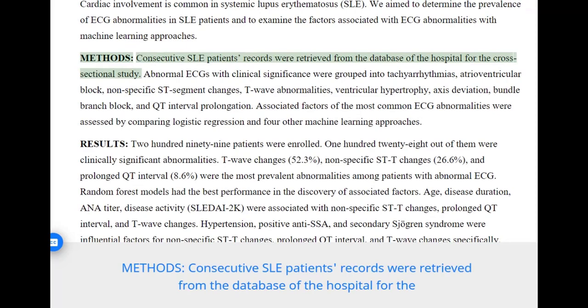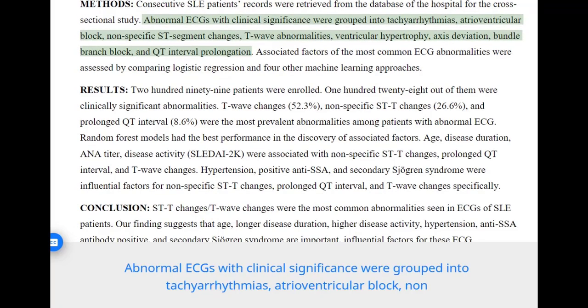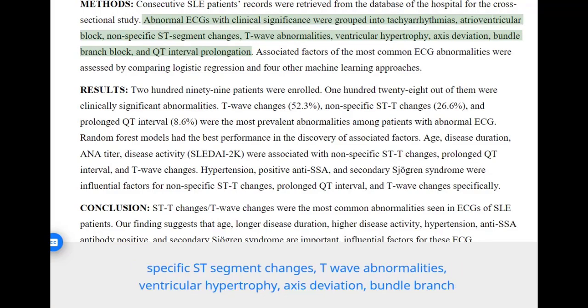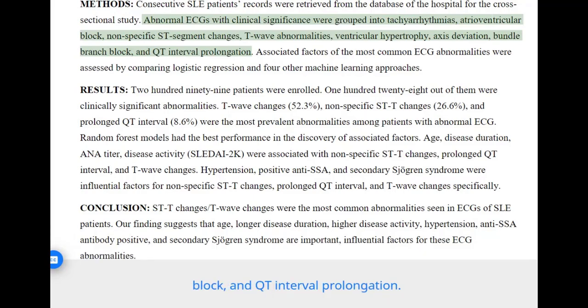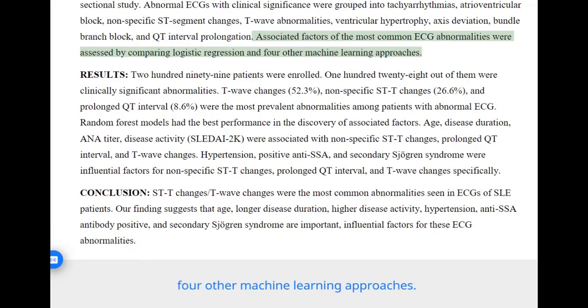Methods: consecutive SLE patients' records were retrieved from the database of the hospital for the cross-sectional study. Abnormal ECGs with clinical significance were grouped into tachyarrhythmias, atrioventricular block, nonspecific ST segment changes, T-wave abnormalities, ventricular hypertrophy, axis deviation, bundle branch block, and QT interval prolongation. Associated factors of the most common ECG abnormalities were assessed by comparing logistic regression and 4 other machine learning approaches.